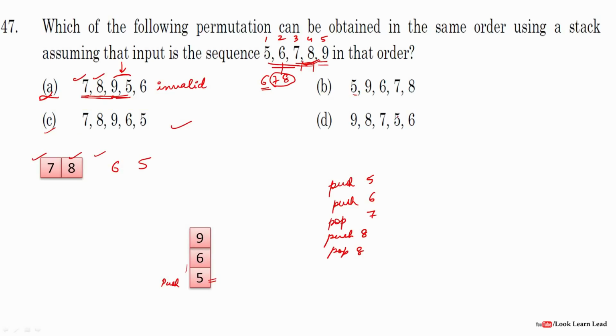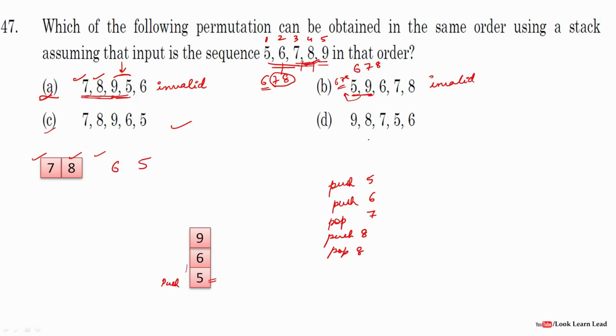Let's take another example from this. Suppose we have 5. 5 is at index 1, it's okay. And then we have 9. 9 is at index 5. So between 9 and 5, we have 6, 7 and 8, and none of them has been pushed into the stack or popped. So this is also invalid.